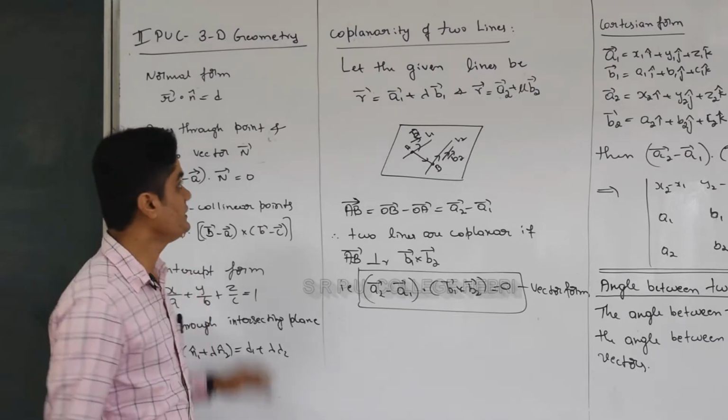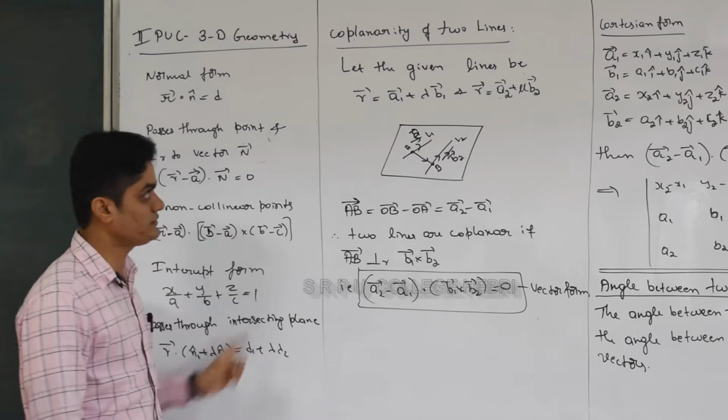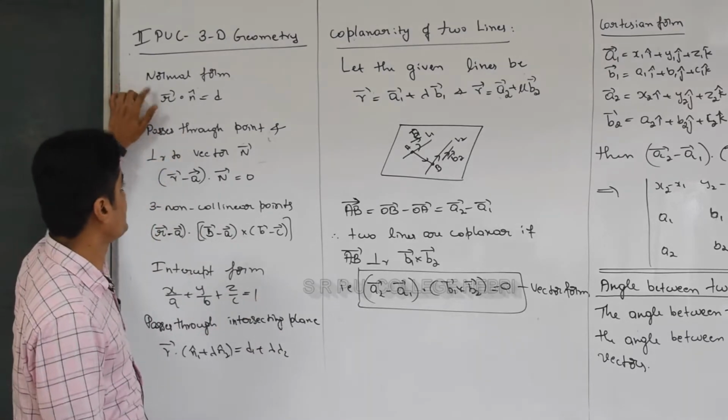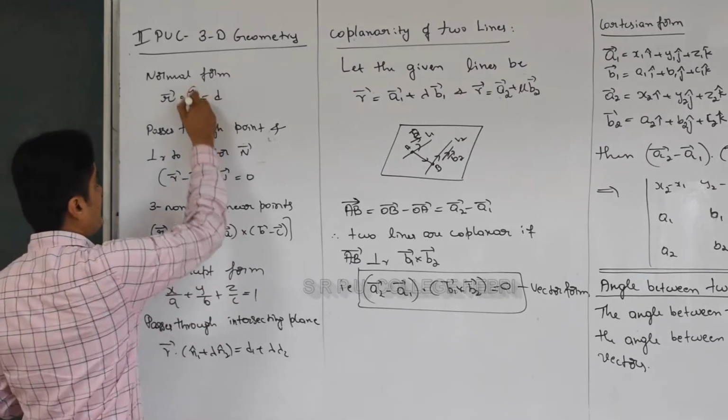I hope everyone is fine. In the last class we learned 5 different forms of the equation of a plane. I'll recall them once, then I'll continue with the different forms. The first form is the normal form: vector r dot vector n cap equals d.